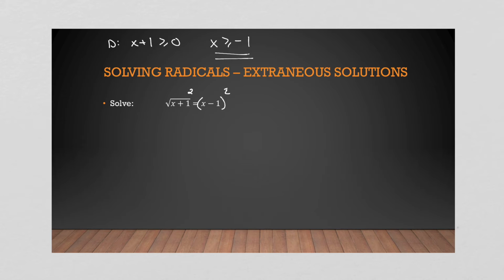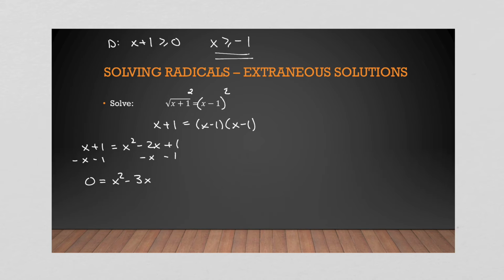So let's do this. We square both sides, we get x plus 1. And now be really careful here. This isn't x squared minus 1 squared. It's (x minus 1) squared. So x minus 1 times x minus 1. So we FOIL that out, and now we have x plus 1 equals x squared minus 2x plus 1. Subtract 1 from both sides, subtract x from both sides. And now we have 0 equals x squared minus 3x.